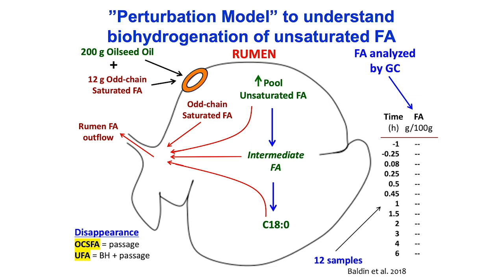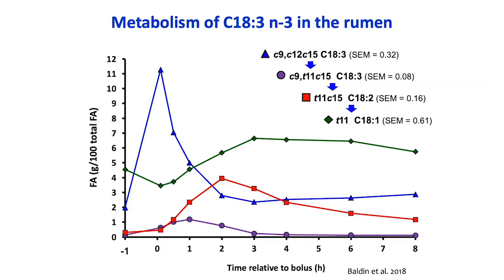So this is what the data looks like when we look at enrichment of 18:3 in the rumen. We give that bolus of 18:3 and we enrich the pool. Here we're going from 2% of rumen fatty acids up to 11%, so we're getting a nice, almost five-fold enrichment of that pool. And then over time, it drops off and comes back down to baseline.